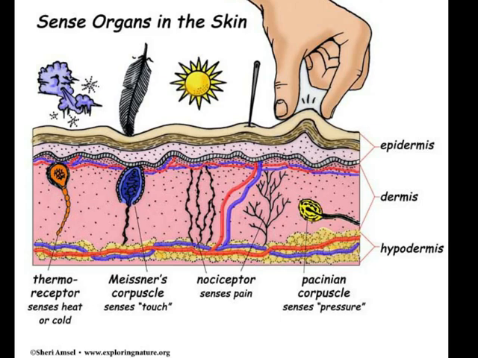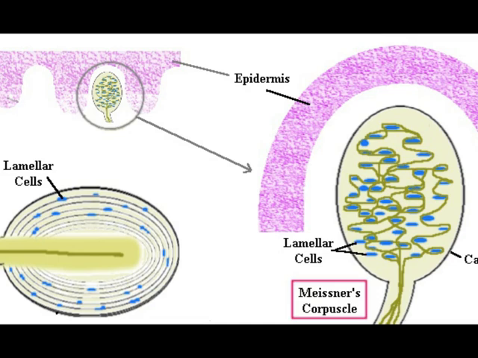The most numerous of these are free nerve endings in the epidermis. Free nerve endings also occur in the dermis. The free nerve endings in the epidermis extend as far as the stratum granulosum. Other nerve endings are enclosed in a capsule. These encapsulated nerve endings include Pacinian corpuscles and Meissner's corpuscles.